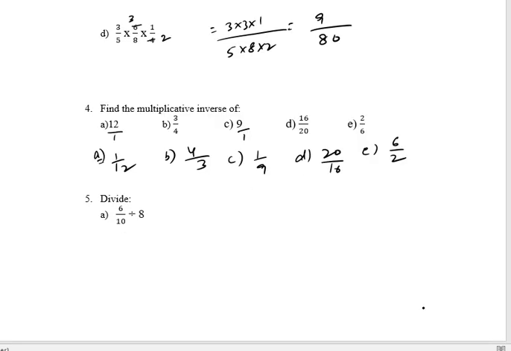Now the next one is we have to divide 6 upon 10 divided by 8. First we have to find out the multiplicative inverse of 8. So we will do 6 upon 10 into 1 upon 8. We will make the denominator the numerator and the numerator the denominator, and instead of the division symbol we will put the multiplication symbol and then multiply. So it will become 6 upon 80, or you can say 3 upon 40.